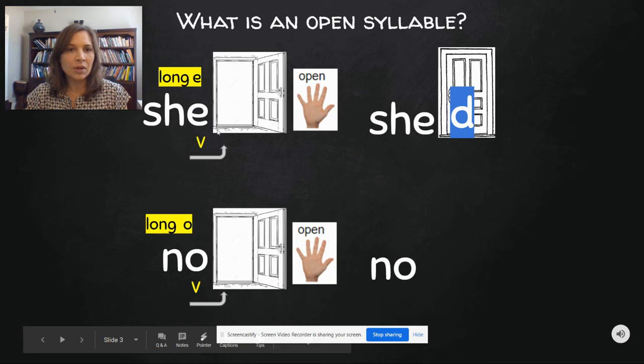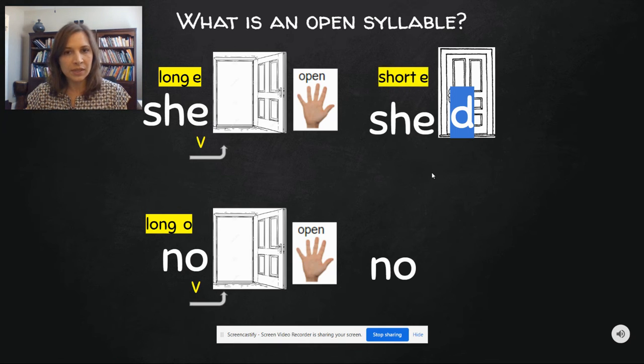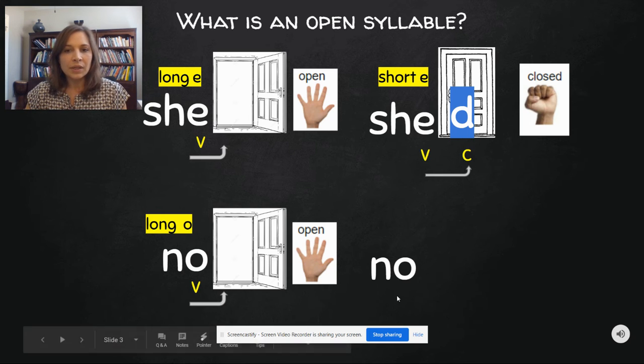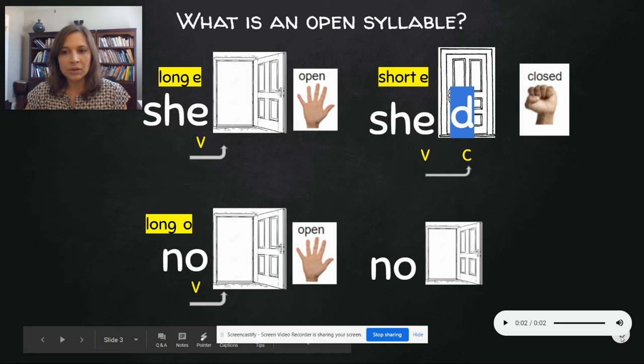Shed. It's no longer an E sound, it's a eh sound, which is a short E sound. But that's because, notice where the vowel is. It's no longer at the end of the syllable. The end of the syllable is where the consonant D is. So when we look to the right, we see the consonant and it's closing it in. So this is known as a closed syllable. All right, look at no. Again, we have a door and we're going to close that door.